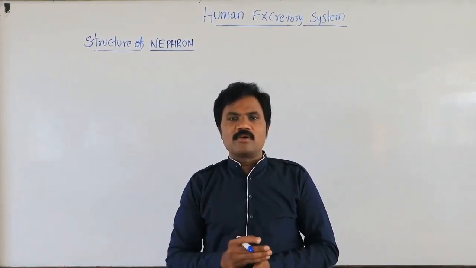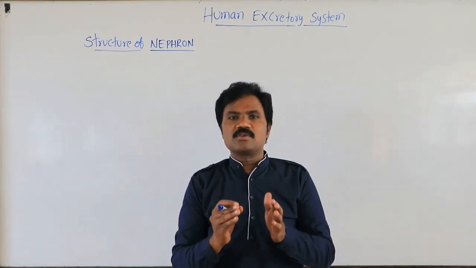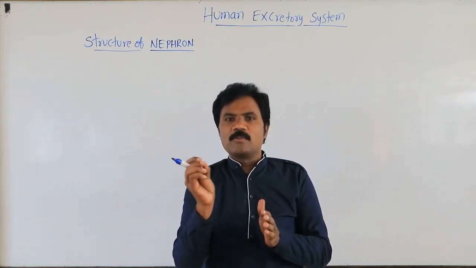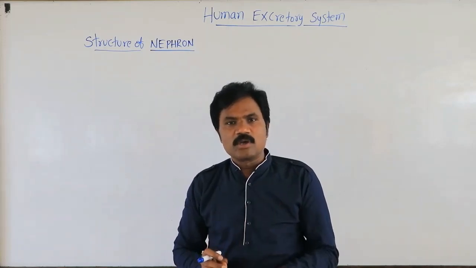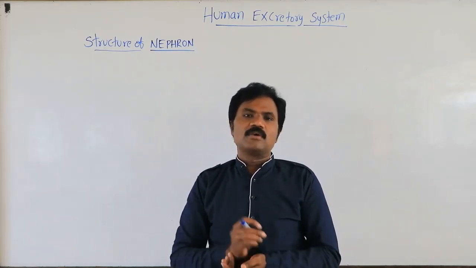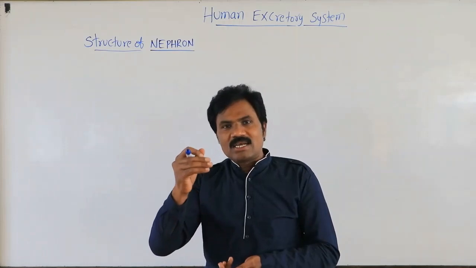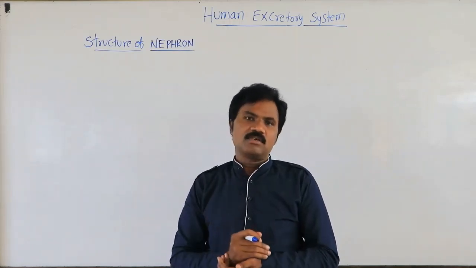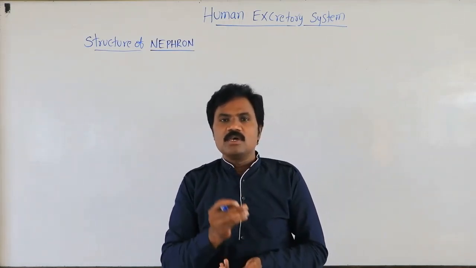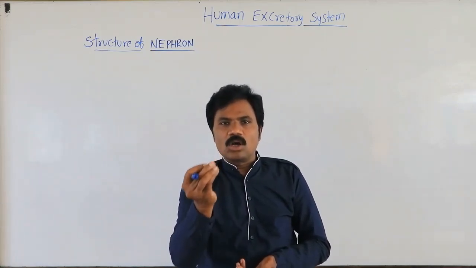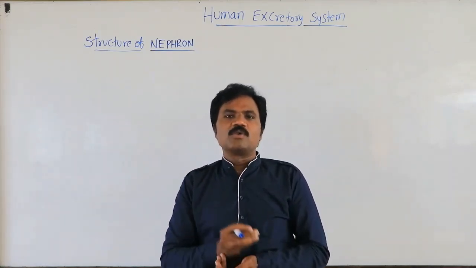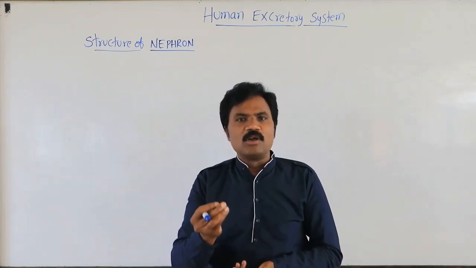The maximum number of nephrons are present in the cortex region, and only one part of the nephron is present in the medullary region. Such types of nephrons we call cortical nephrons. Now we discuss the other type, juxtamedullary nephrons. Juxtamedullary nephrons means the maximum part of the nephron is present all along the medullary region. That's why it is called a juxtamedullary nephron.